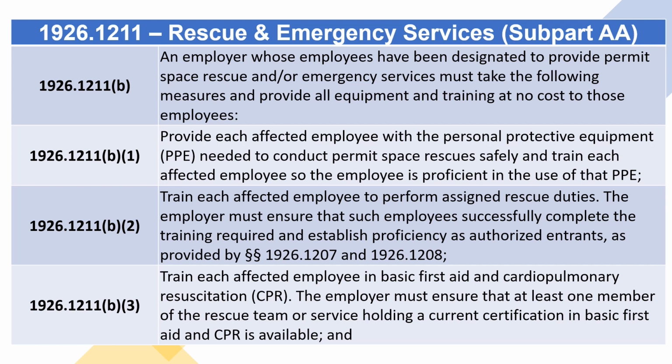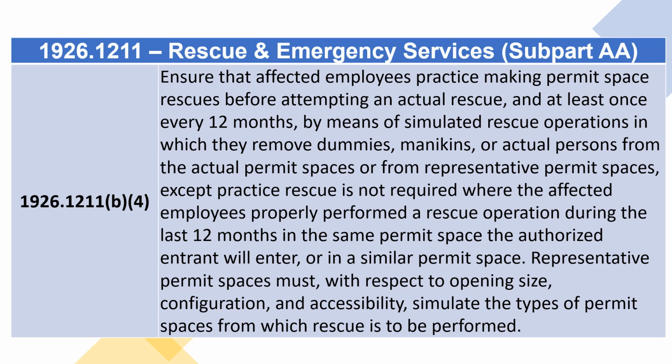1926.1207 and 1926.1208. Train each affected employee in basic first aid and cardiopulmonary resuscitation, CPR. The employer must ensure that at least one member of the rescue team or service holding a current certification in basic first aid and CPR is available, and ensure that affected employees practice making permit space rescues before attempting an actual rescue, and at least once every 12 months, by means of simulated rescue operations in which they remove dummies, mannequins, or actual persons from the actual permit spaces or from representative permit spaces.